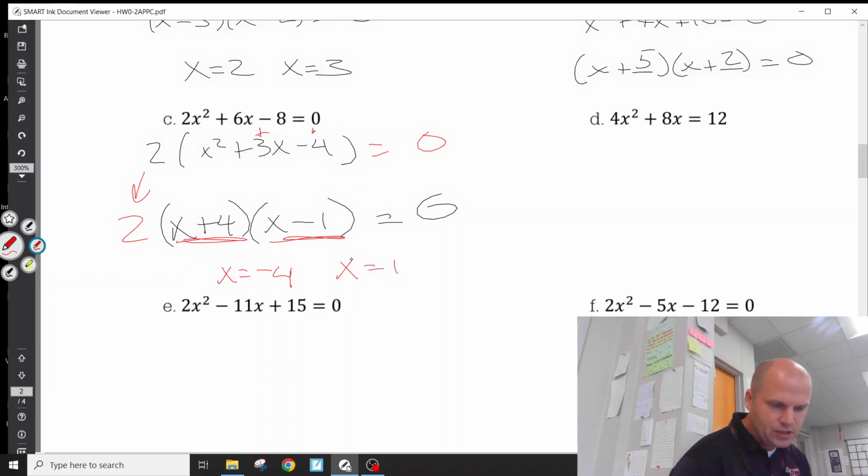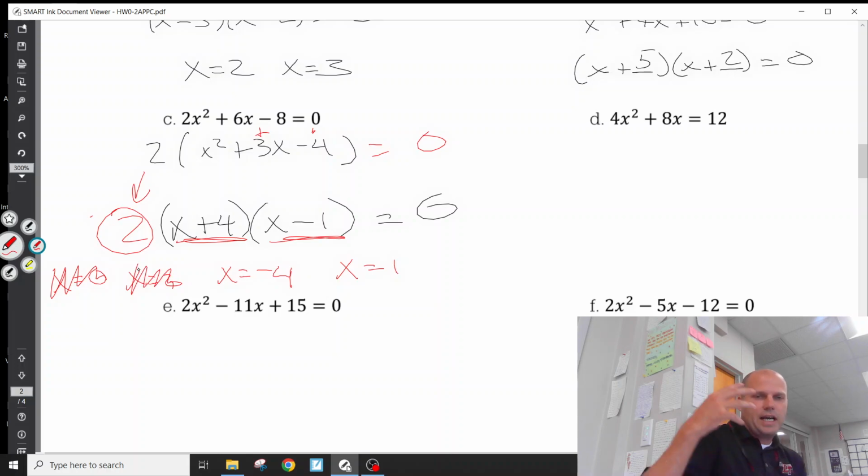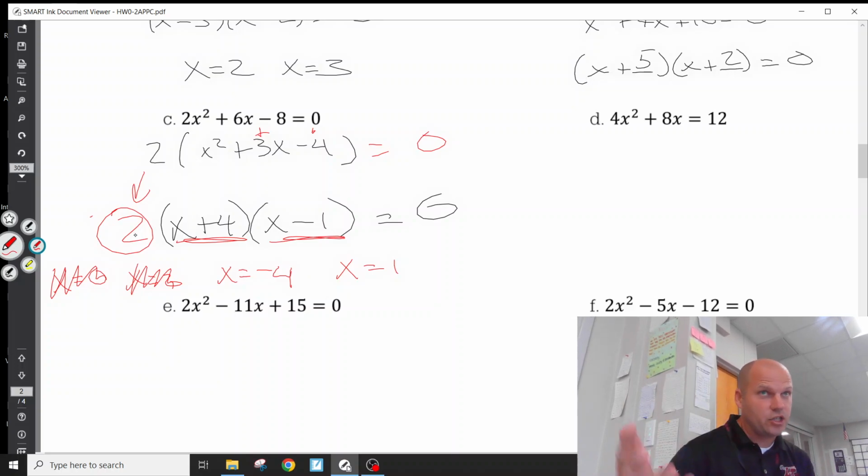Too many students assume that since you have this guy on the outside, that makes 0 a solution, or that makes 2 a solution. That's not true. Think about it. If you plugged in 0, it has to be plugged into x, the variable. You'd have 2 times 4 times -1. That's not 0. If you plugged in the value 2, you'd have 2, because I can't change this number, it's just the number, times 6 times 1.